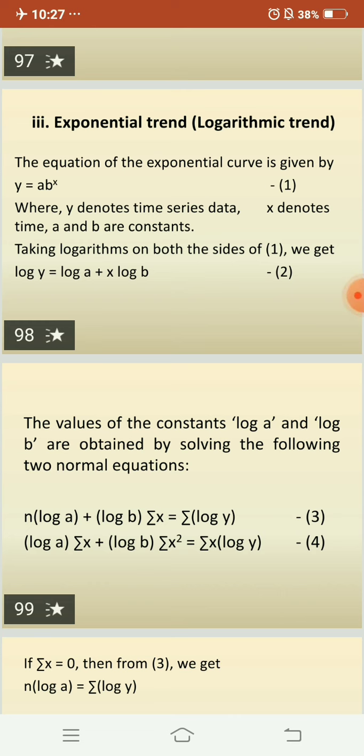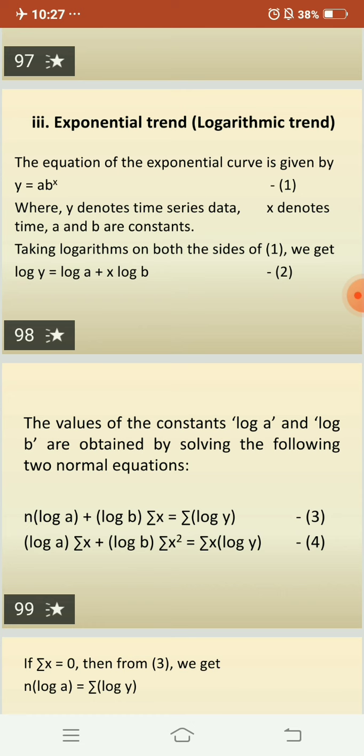I have already explained the linear equation of first degree and second degree, and the problems on the second degree and first degree equations. Today we'll explain the third equation, that is nothing but the exponential trend, also called the logarithmic trend values.